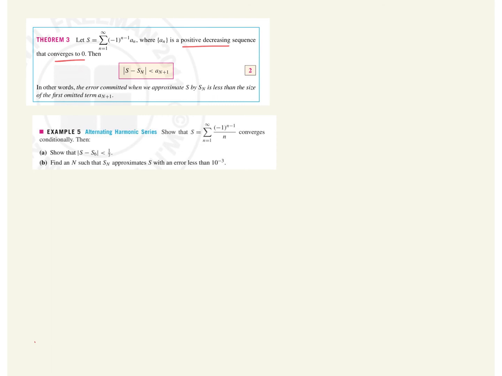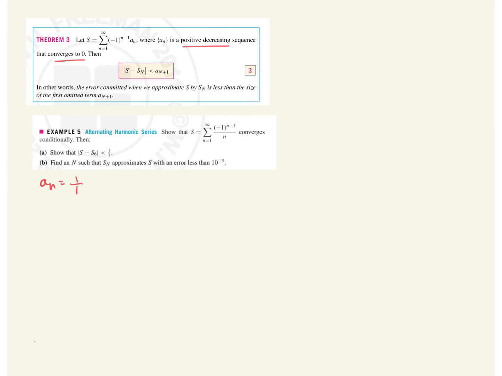So we're going to show that this series converges conditionally, and then we're going to show that this error is less than 1/7 for S sub 6, and we want to be able to find an n such that S sub n approximates S with an error less than 10 to the negative third power. Okay? So first of all, showing it converges conditionally.